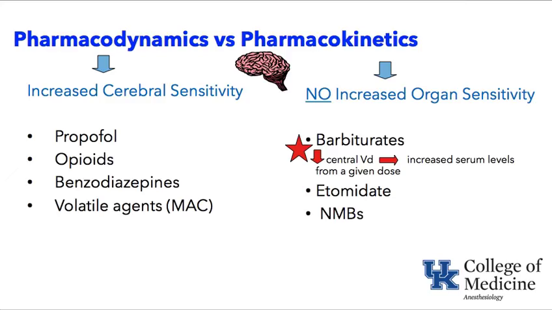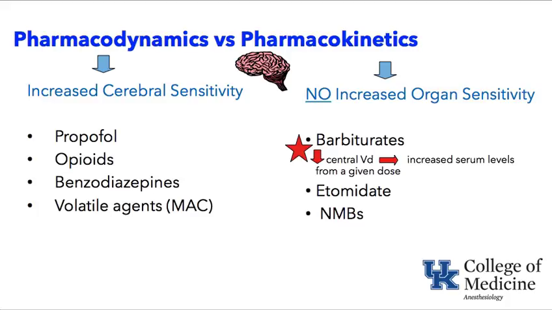So let's look at the difference between pharmacodynamic versus pharmacokinetic changes in the elderly. The target organ being the brain, there is increased cerebral sensitivity to propofol and opioids, and benzodiazepines like midazolam, and our volatile agents with MAC reductions. Yes, they are more sensitive to those drugs. No, there's no increased organ sensitivity to neuromuscular blocking agents, etomidate, and barbiturates.